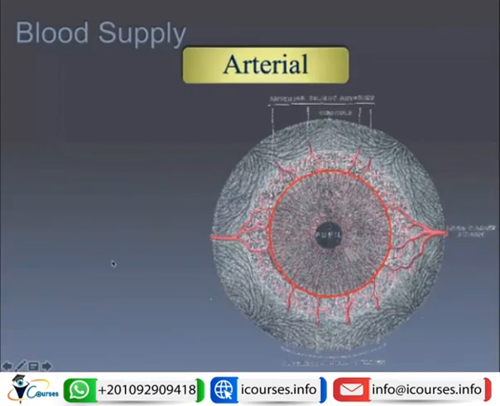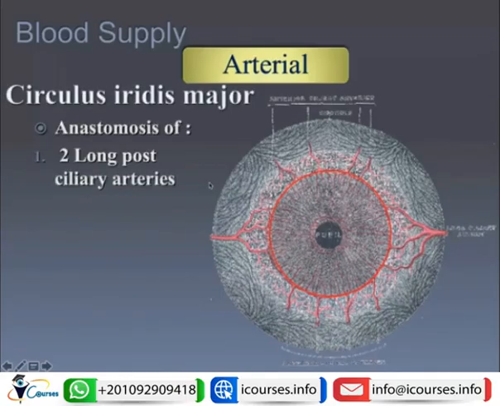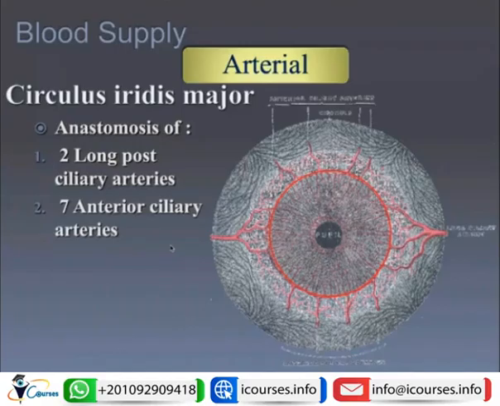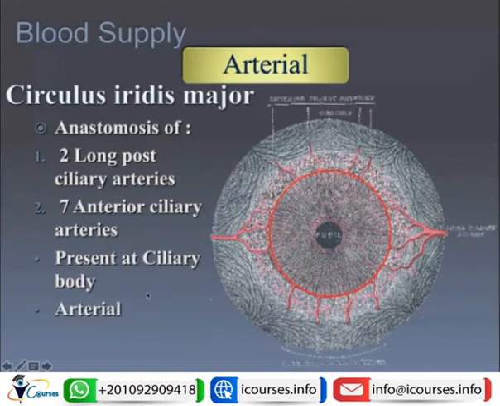The blood supply of the iris comes from the circulus iridis major, with anastomosis of the two long posterior ciliary arteries and seven anterior ciliary arteries. So who will tell me where the missing anterior ciliary artery is, of which rectus? The answer is the lateral rectus. So we have two anterior ciliary arteries for each rectus muscle, except for the lateral one. And it is present in the ciliary body.